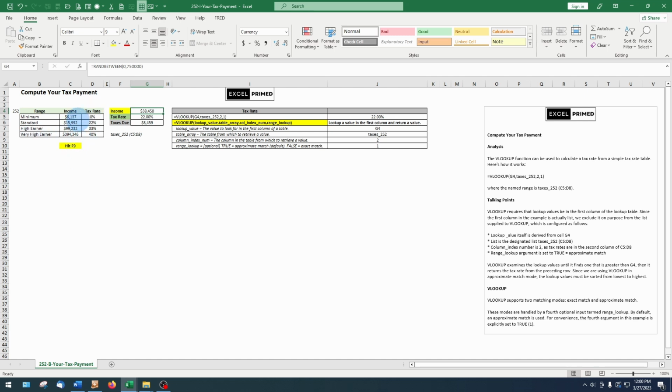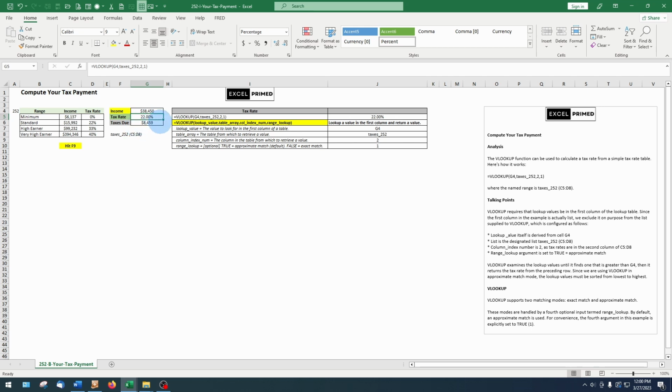So don't think this is the 2022 tax rate. No, this is purely an example. Do not use this for anything other than this tutorial. Do I need any more clarification on that?